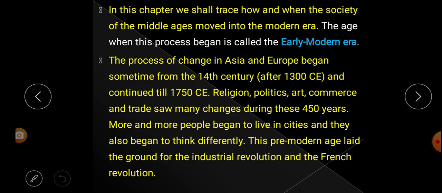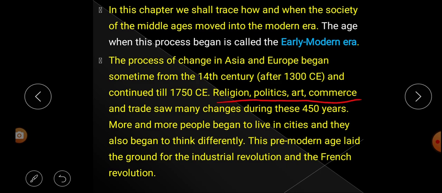Next paragraph. The process of change in Asia and Europe began sometime from the 14th century, that means after 1300 CE. What is CE? Common Era, and it continued till 1750 CE. Listen, the process of change in Asia and Europe began in the 14th century, that means 1300 CE or Common Era, and it continued till 1750 CE. So this sentence says that the process of change in Asia and Europe began in the 14th century and continued till 1750 CE.